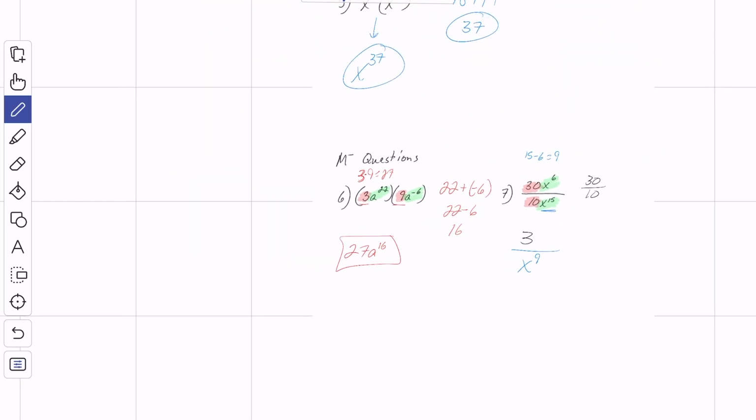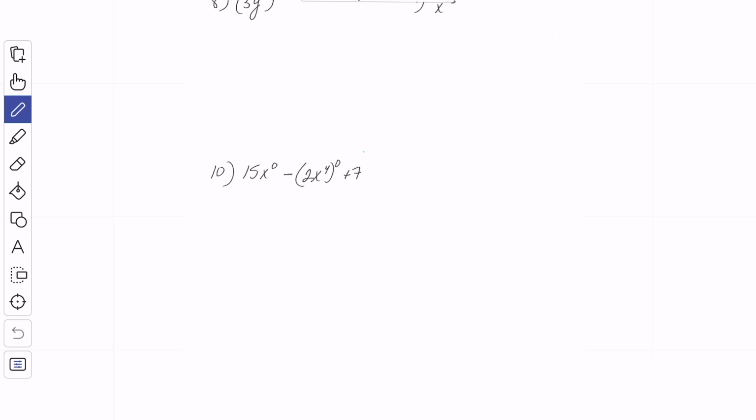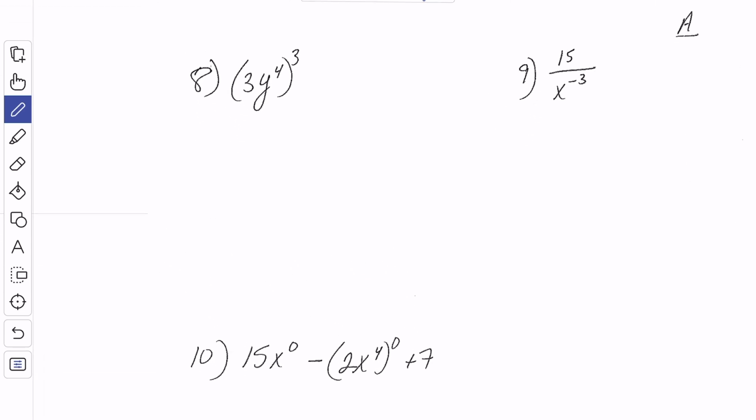All right, so that is it for this page. So let's move on to the next one. So we're still on our m minus questions. And here we now have 3y to the 4th being raised to the 3rd power. So all of this is being raised to the 3rd power. So we can distribute this power 3 into both the 3 and the y to the 4th.